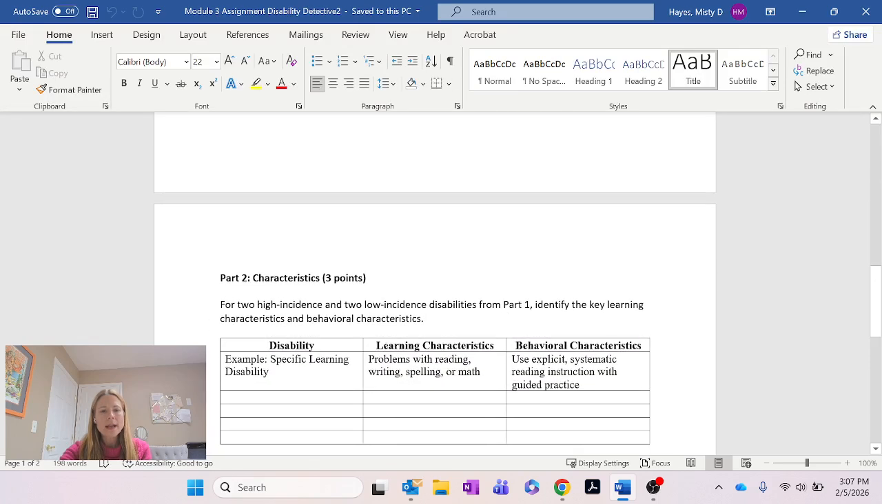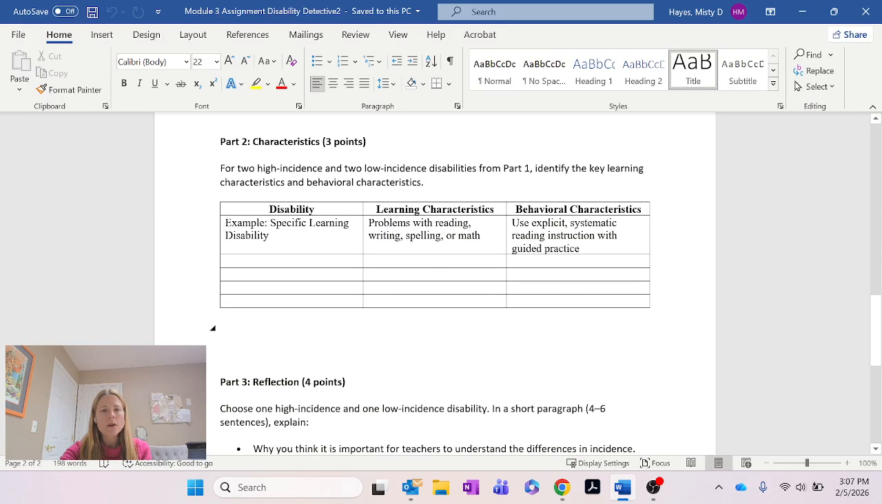Then when you scroll down, there's more. There is what we call a second part. These are where we start looking at the behavior and learning characteristics. And I went ahead and made it a little bit easier for you. I want you to use your textbook to help you.